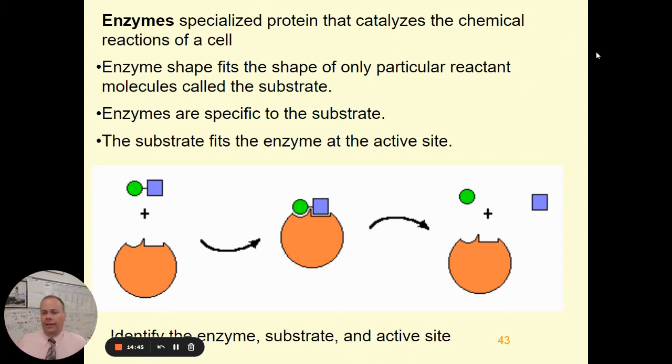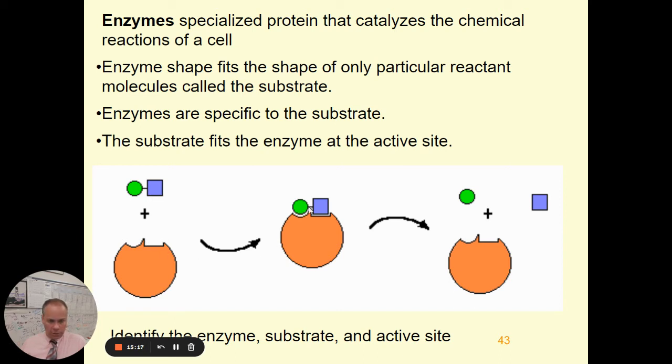We know that enzymes are extremely important. Enzymes are molecules which allow a chemical reaction to take place that otherwise wouldn't take place. Enzymes are made of proteins, and as we know, with proteins, it's their shape that's so important. So the shape of an enzyme, as we see with this orange molecule here, has a specific shape because it's a protein, and it fits together with the shape of the molecule it works on, which we call the substrate.